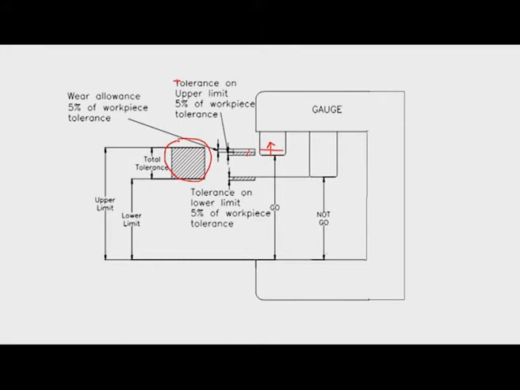Similarly, for the NO GO gauge, you can see 5% of the work tolerance is taken and it is given outside the work tolerance.